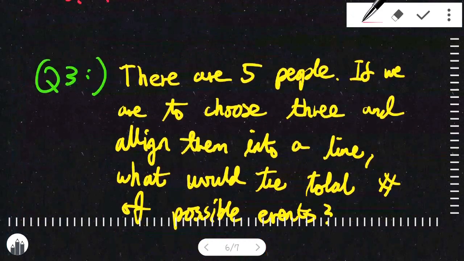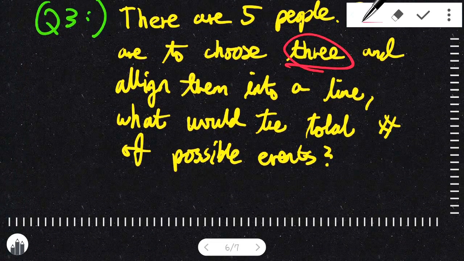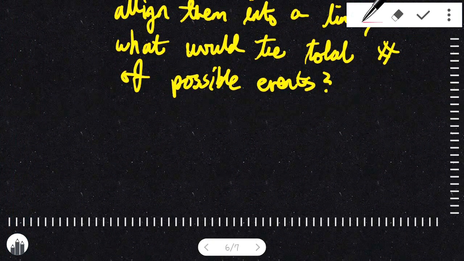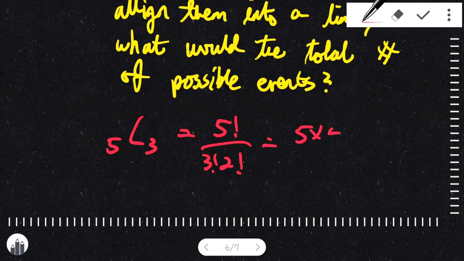Last question: there are 5 people. If we are to choose 3 and align them into a line, what would be the total number of possible events? This question tests whether you know when to use combination and when to use permutation. First, we choose 3 people out of 5. That will be a combination: 5 factorial over 3 factorial times 2 factorial, 5 times 4 over 2, equals 10.